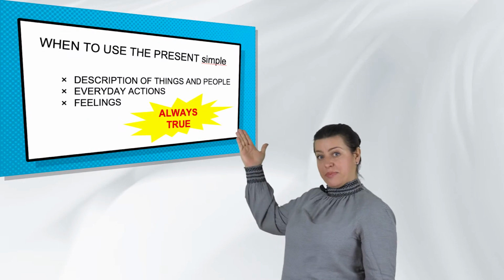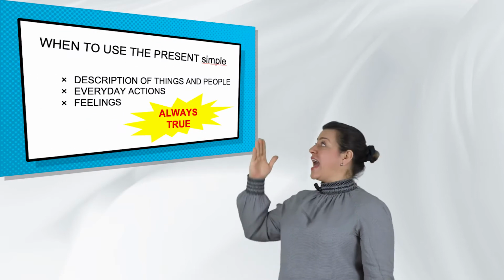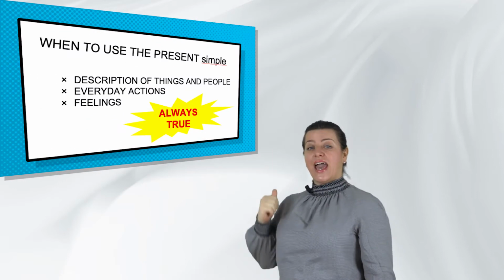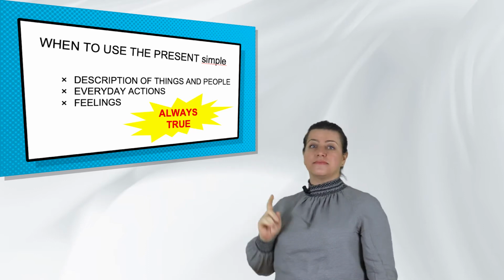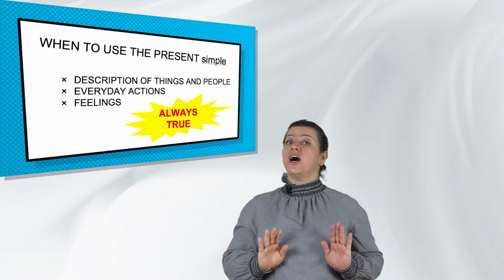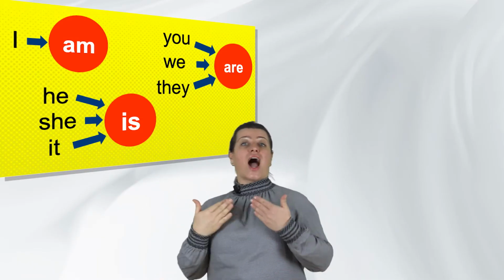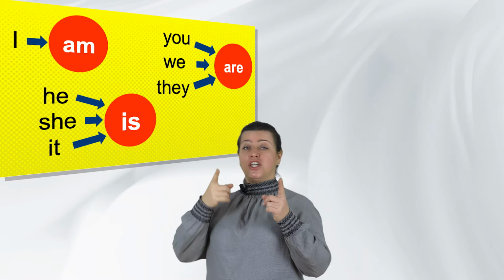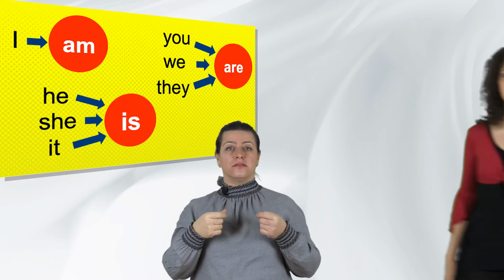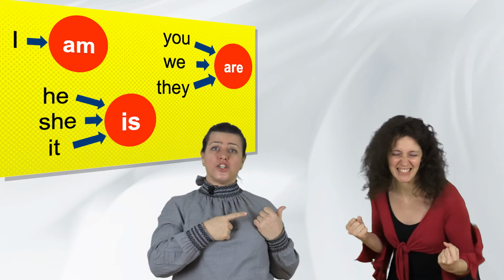Present simple. When do we use present simple? To describe things and people, for everyday actions, and for feelings. When they are always true. To be. I am a teacher. You are a student. She's happy.